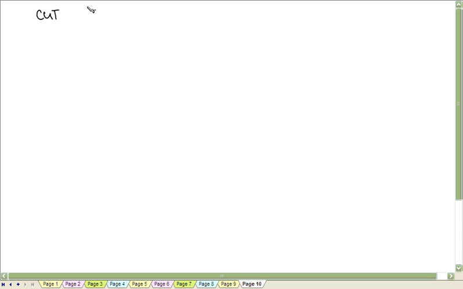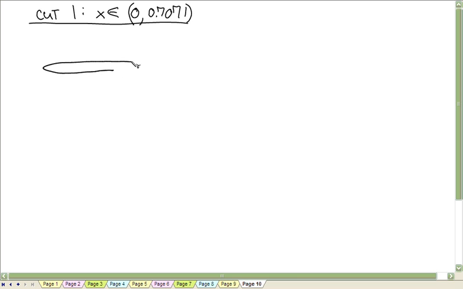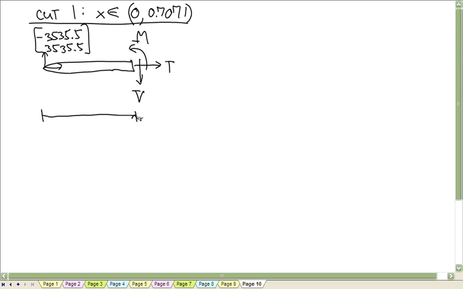So again, there are 3 important points, so 2 cuts. The first cut is for x between 0 and the midpoint, which is 0.7071. So you have 3535.5, what did I say? Negative, and then positive. Tension, shear force, and bending moment. And this distance is x.